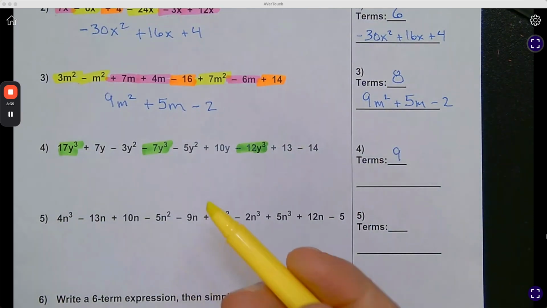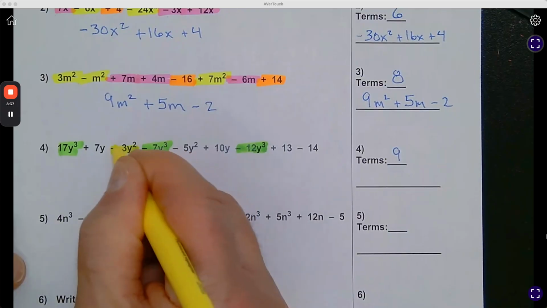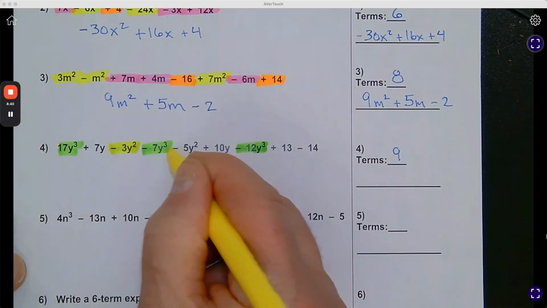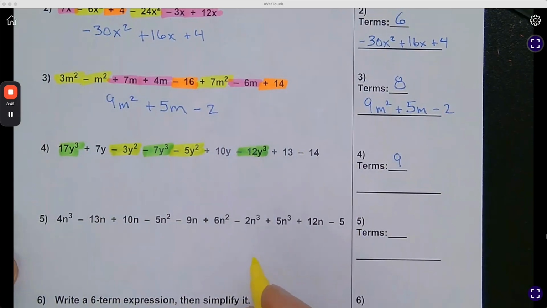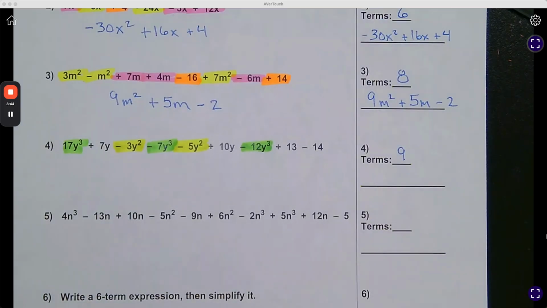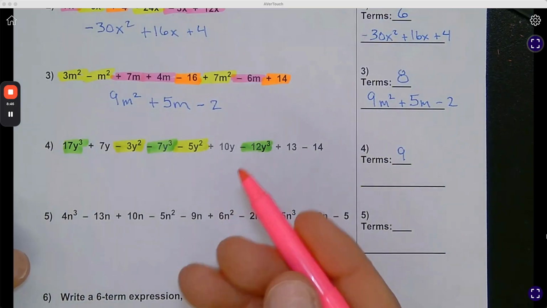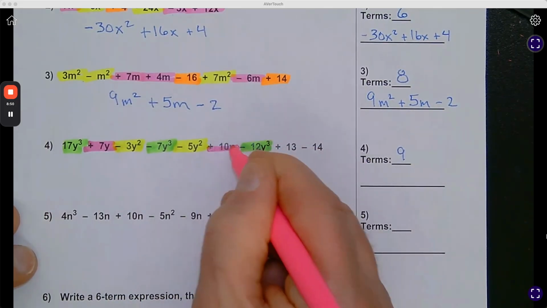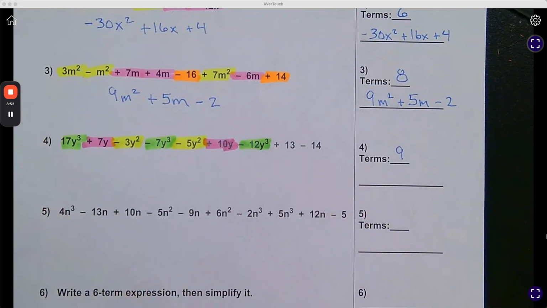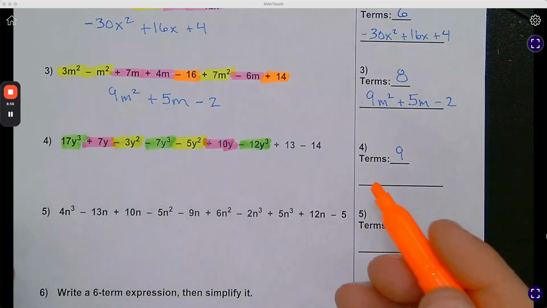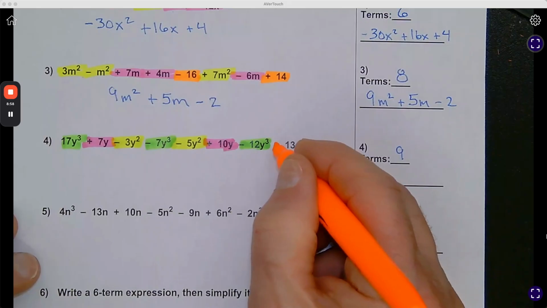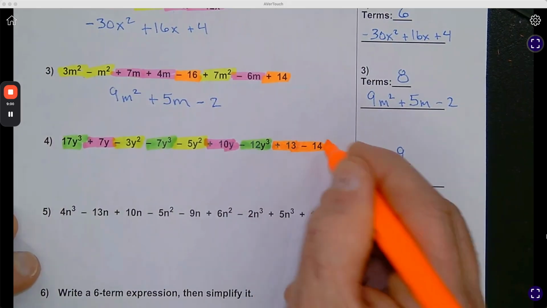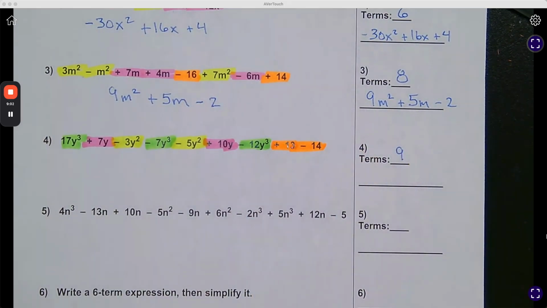Now let's go to our y squared. Right there. Right there. Okay, that's all of those. Now we're going to go ahead and go to our y. Our y is 7y and 10y. And then we have the constants. And the constants are plus 13 minus 14. I like when they're right next to each other. Boom. Okay, now combine all the colors that are the same.